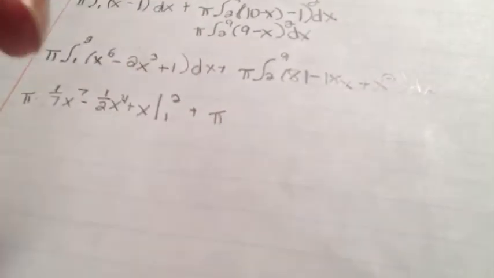So it's going to be pi times 1/7 x to the 7th minus 1/2 x to the 4th plus x, from 1 to 2, plus pi times 81x minus 9x squared plus 1/3 x cubed, from 2 to 9.